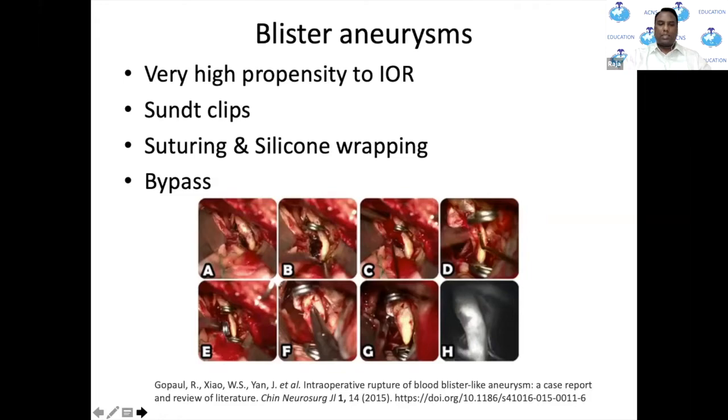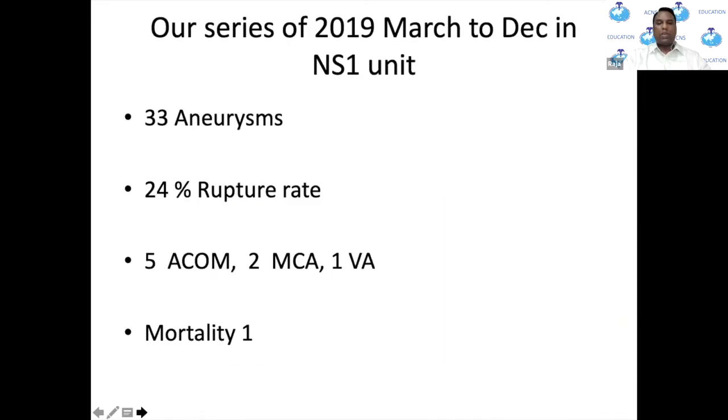Now, these are special situations like blister aneurysms, which have a very high propensity to rupture. There are specialized clips called sun clips, which can salvage the situation, whereas others describe resuturing the vessel and inserting a silicone wrapping, and there are other people who directly use upfront bypass in case of blister aneurysms, which is published by Professor Baskay et al. from Wisconsin. In our unit, there were 33 aneurysms from March to December, and we had 24% rupture rates and 1 mortality.